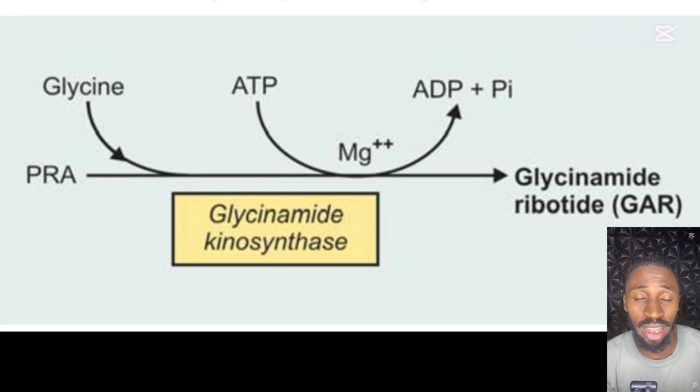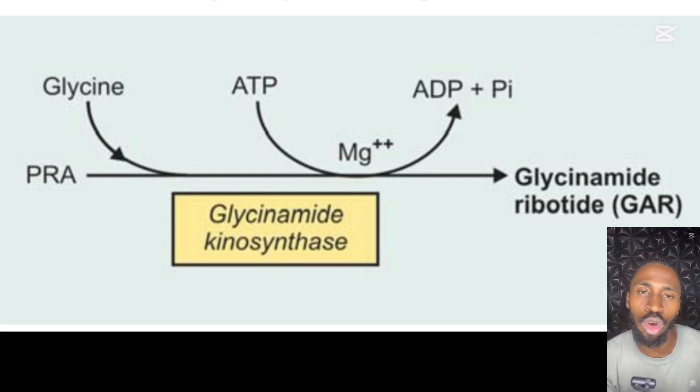It is now added with glycine. Glycine provides carbon 4, carbon 5, and carbon 7. When glycine is added to phosphoribosylamine, it forms 5-phosphoribosyl glycinamide. Don't forget it. You can also call it glycinamide ribonucleotide, or GAR. So when you add glycine to PRA, you form 5-phosphoribosyl glycinamide, or glycinamide ribonucleotide. What enzyme is catalyzing this reaction?